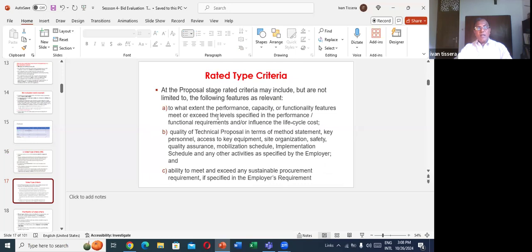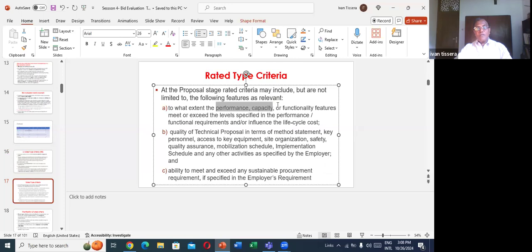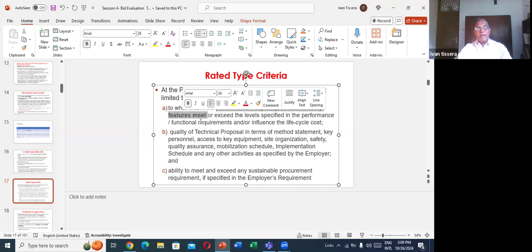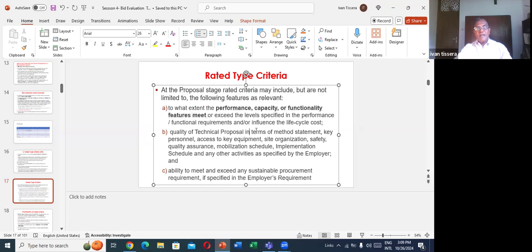Number one, to what extent the performance, capacity, or functionality features meet. So when you purchase things, we must look at the performance or functionality aspect. This is one thing. The level specified in the performance and functional requirement. If they meet or exceed our requirement, that is one criteria.